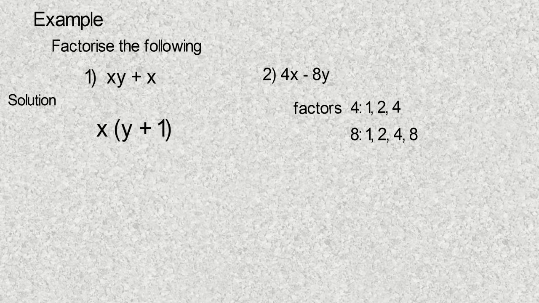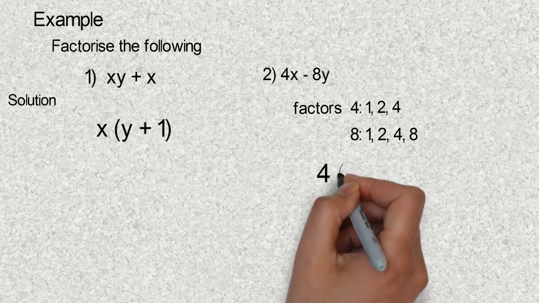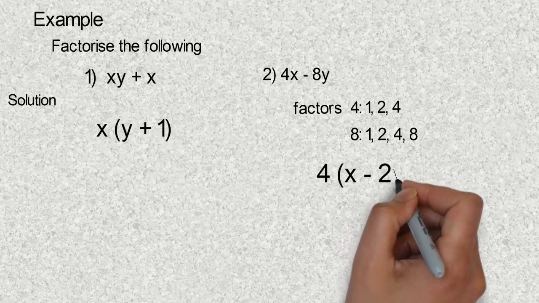So 4 can go in both. So I have 4 outside, 4 in 4x will go out, I'm left with x, then 4 in 8y will be left with 2y. So 4 times 2y will give me 8y, so I have 4 out. So I have 4 into bracket x minus 2y.